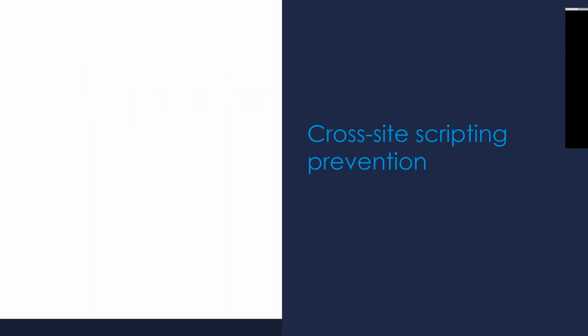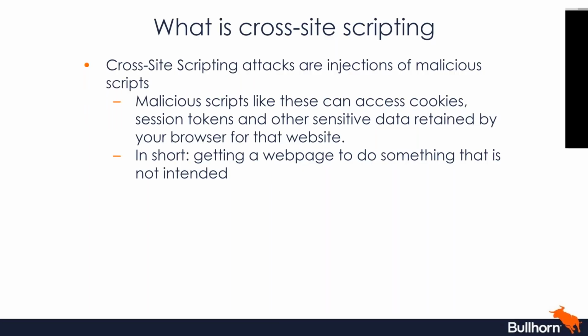We're going to start with cross-site scripting prevention. And we're going to start with a quick introduction of what it is. It is a type of injection attack where malicious scripts are added to the website that you wouldn't want to be there. And basically, to summarize it, they make your web page do something that it's not supposed to.